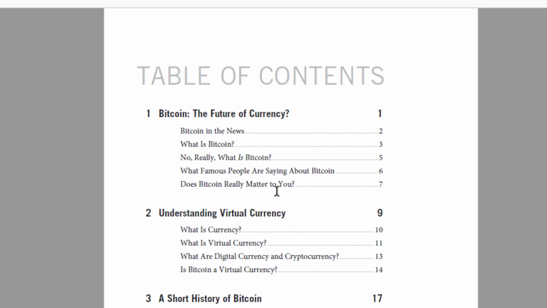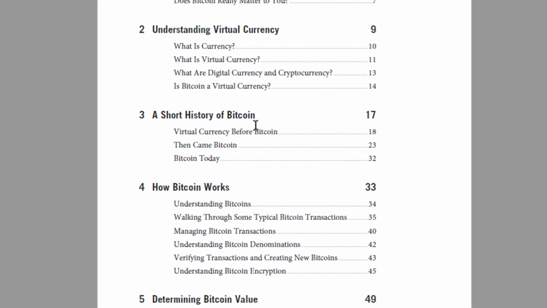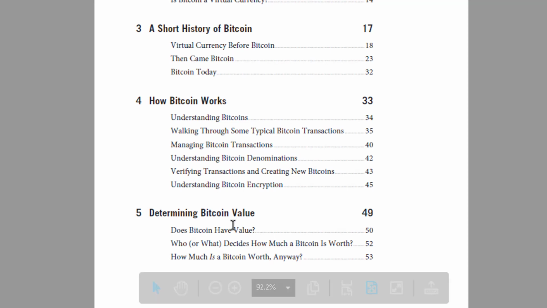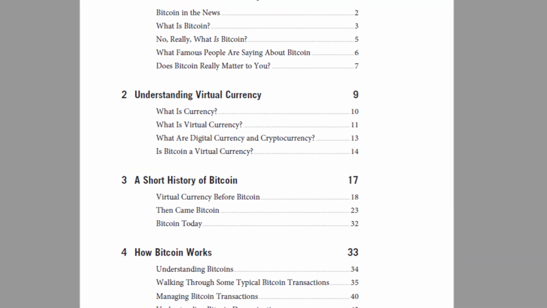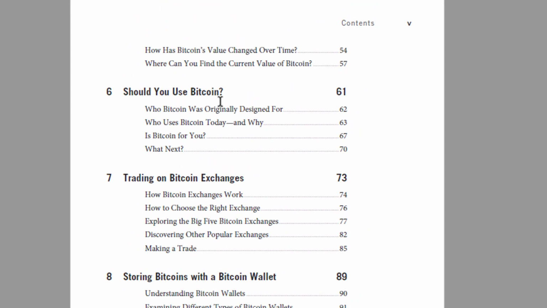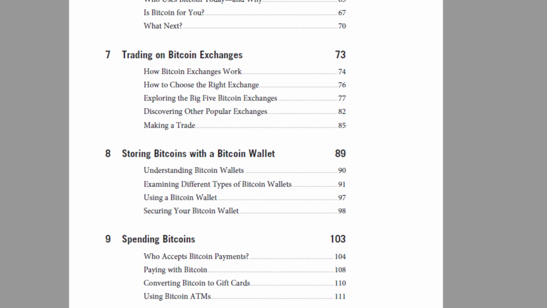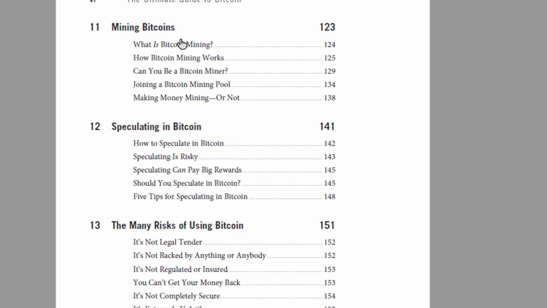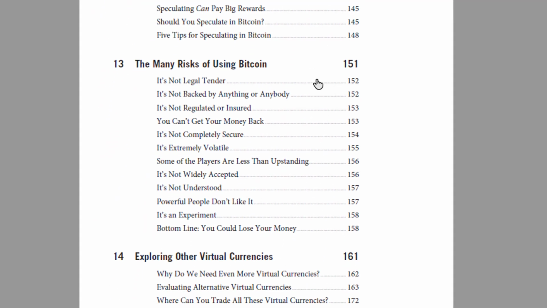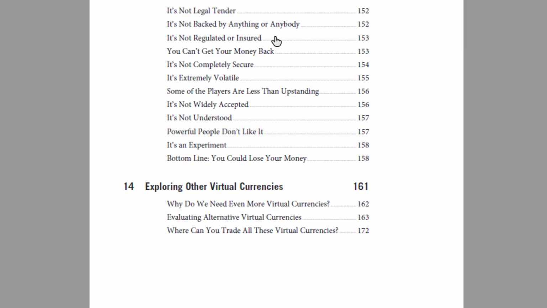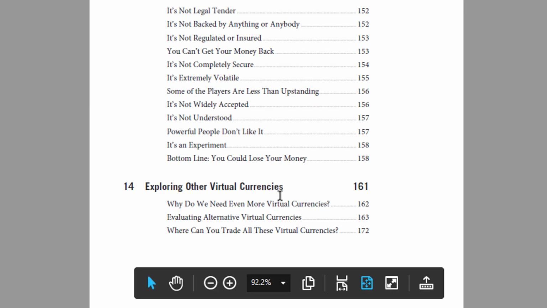So just by skimming through some of the chapter titles: Bitcoin, the future of currency, virtual currency, short history, how Bitcoin works, determining Bitcoin value, should you use Bitcoin, trading on Bitcoin exchanges, storing Bitcoins in a Bitcoin wallet, spending Bitcoins, accepting Bitcoin payments, mining Bitcoins, speculating on Bitcoin, the many risks of using Bitcoin, exploring other virtual currencies.